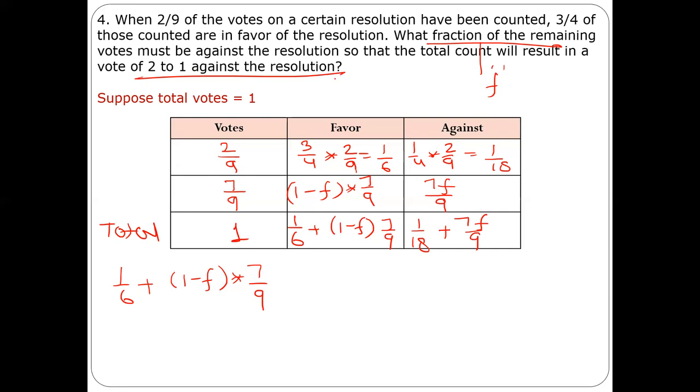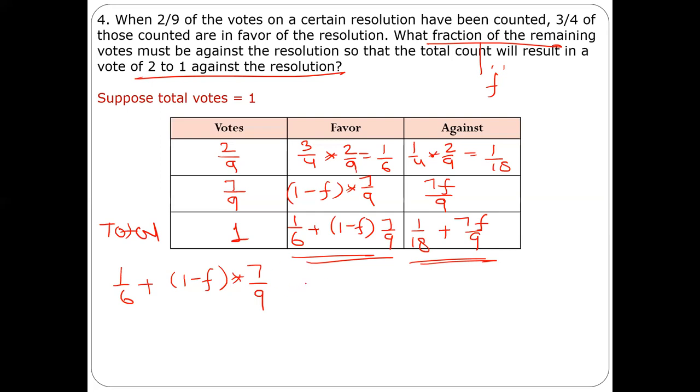2-1 against the resolution. Can you tell me what it means? Will the resolution fail or pass? The resolution will fail. In fact, the number of votes against the resolution must be 2 times the number of votes for the resolution. That's what's meant by 2-1 against the resolution, right?